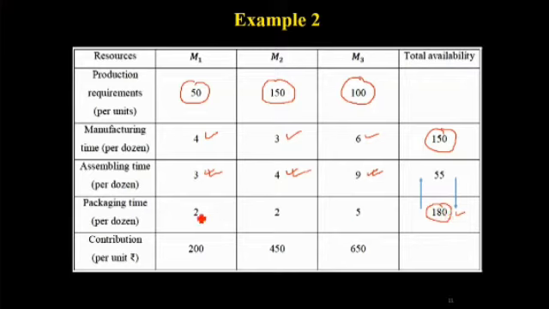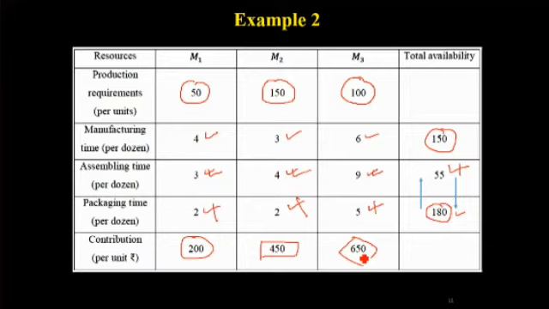Now packaging time similarly: 2 hours for M1, 2 hours for M2, 5 hours for M3, and 55 is the total packaging time. And the contribution: for M1 profit we are getting 200 rupees, M2 profit we are getting 450 rupees, then M3 we are getting 650 rupees. Now we will try to formulate.